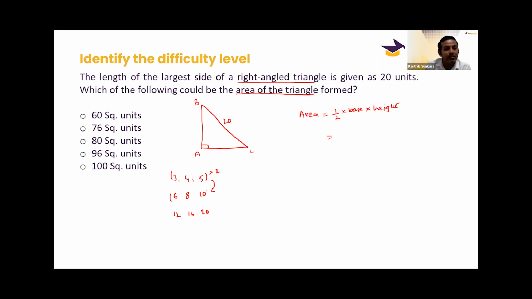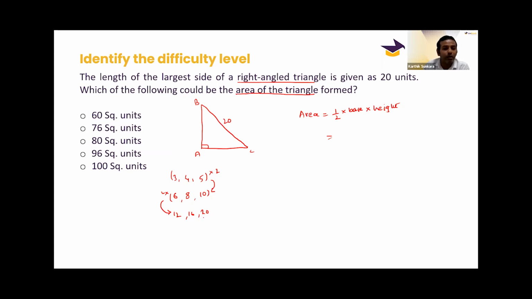And multiply this times 2, you will get this pair, right? So you don't have to remember many pairs. If you remember one pair and then keep multiplying all the numbers by the same constant, then you will get a new pair.